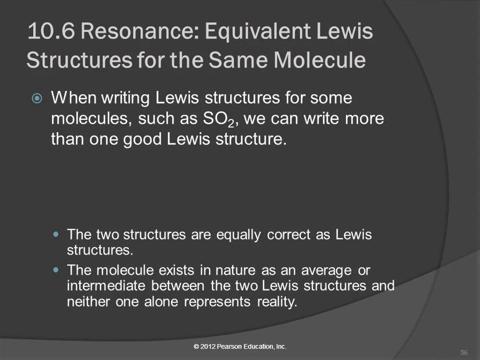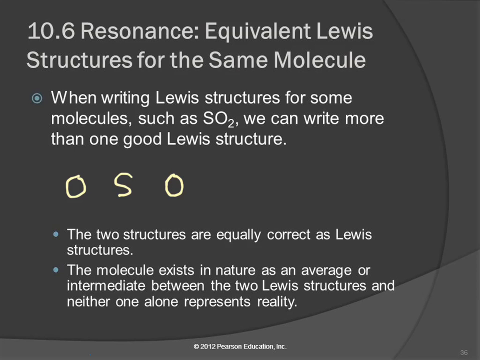Sometimes when we write Lewis structures, there's more than one good Lewis structure that we could write. So let's look at SO2 and write a Lewis structure for SO2. We said that the first thing we have to do is write a skeletal structure, and that molecules tend to be symmetrical. So we're going to put the sulfur in the middle and the oxygens on each side.